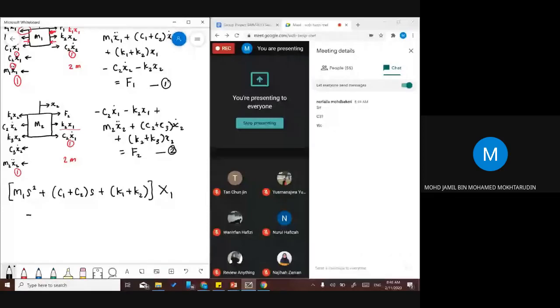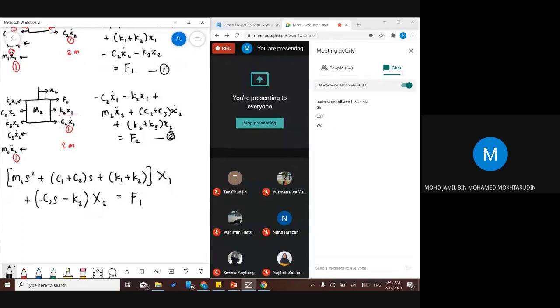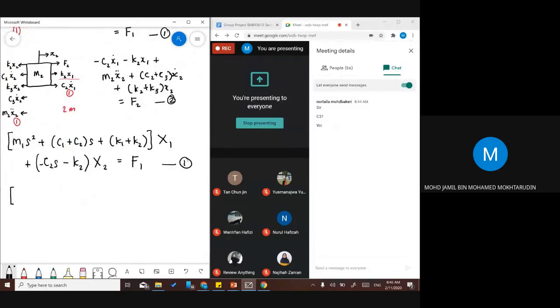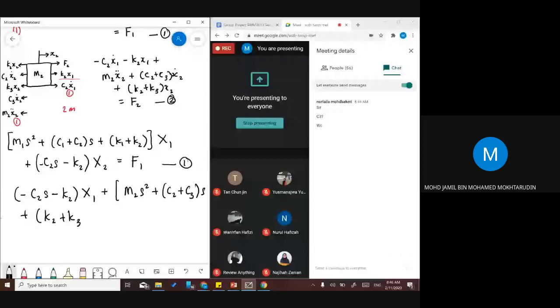X1 minus, or my plus lah, plus minus C2S minus K2 X2 equals F1. So this is equation 1, and then next one is minus C2S minus K2 X1 plus M2 S squared plus C2 plus C3 S plus K2 plus K3 X2 equals F2.